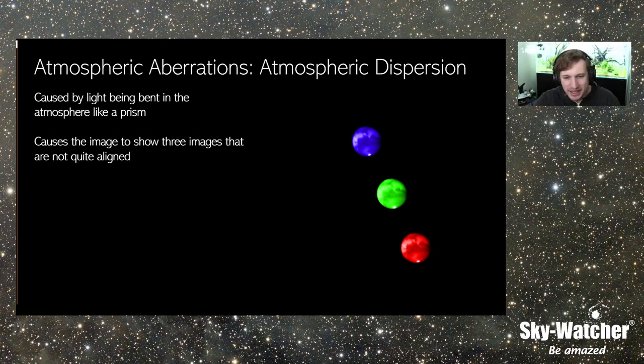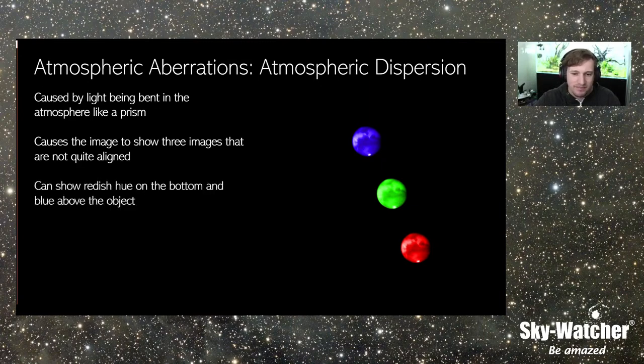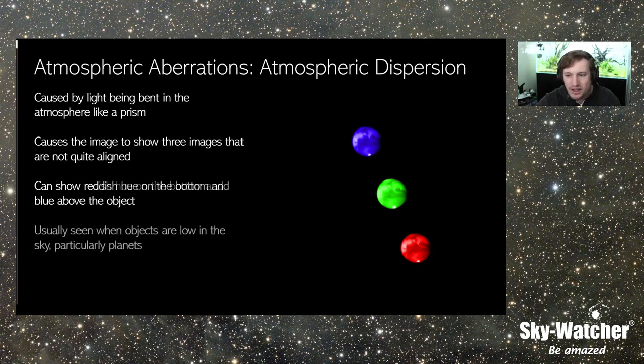This causes the light to basically break apart in color as it passes through the atmosphere and gets to us. Most of the time, you'll see a reddish hue, followed by your object, and then a blue hue. It almost looks like chromatic aberration, but there's a red and blue hue. That's a very telltale mark of atmospheric dispersion. This is usually seen when objects are fairly low in the sky. So keep an eye on that when you're imaging.